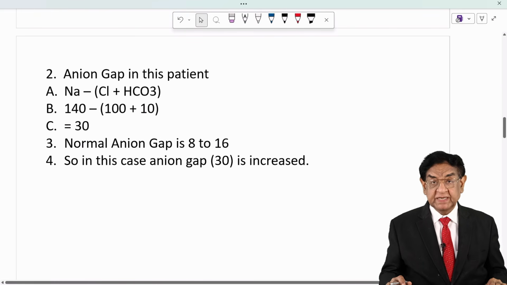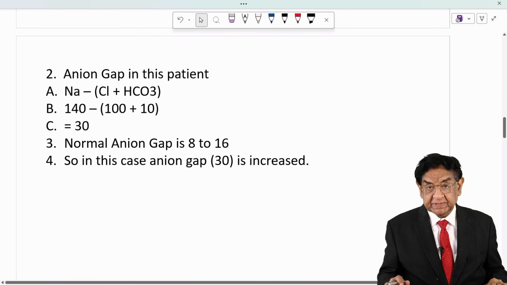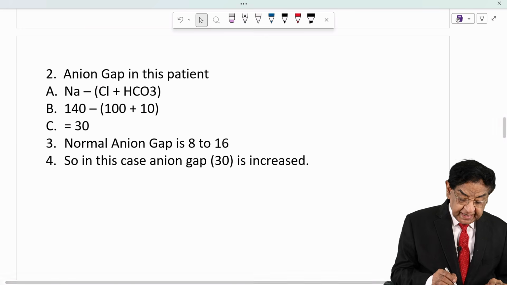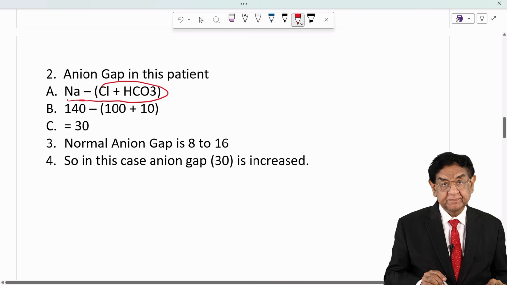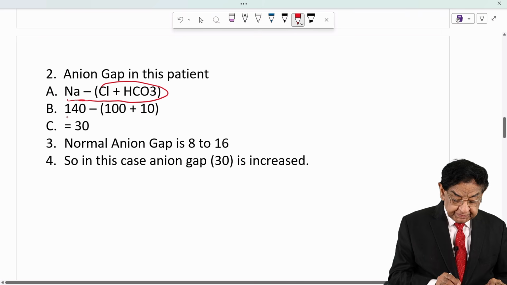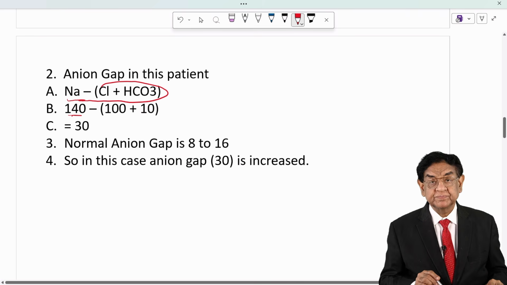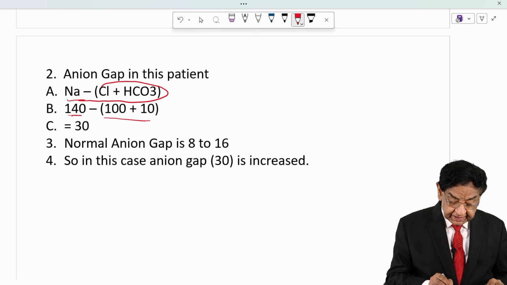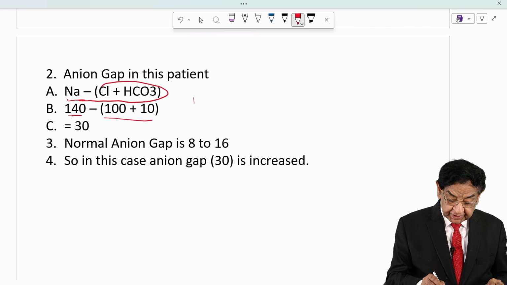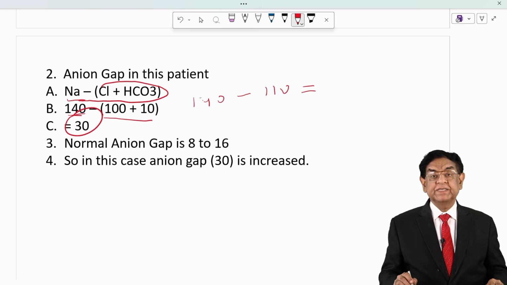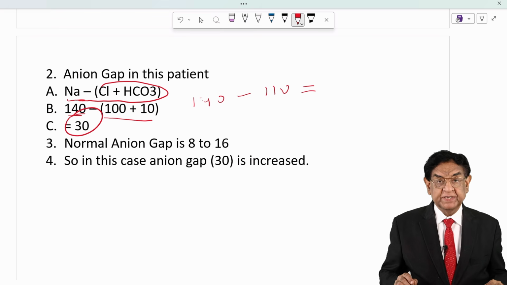Now let's calculate the anion gap in this patient. Anion gap is sodium minus chloride plus bicarbonate. Sodium is 140 here, chloride 100 and bicarb 10. So that means 140 minus 110, that is 30. In this case, the anion gap is 30.